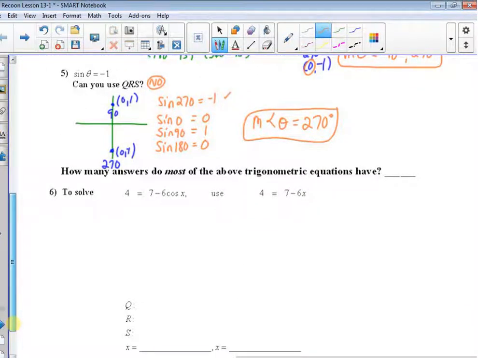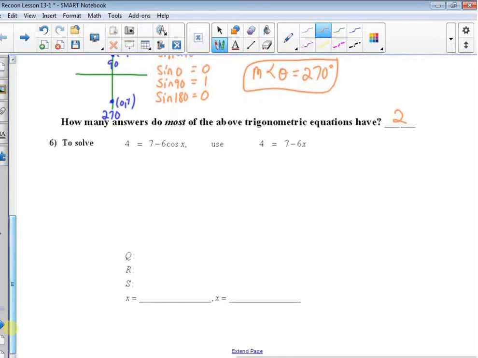Okay, now, if we want to expand this into solving equations, let's first answer this question. How many answers do most of the above trig equations have? They have 2. Sometimes there could be up to 4 answers, though. So there could be 1, like there was on number 5, but there can also be 2. There can be no solution. There can be more than 4, but you will not be exposed to any of those.